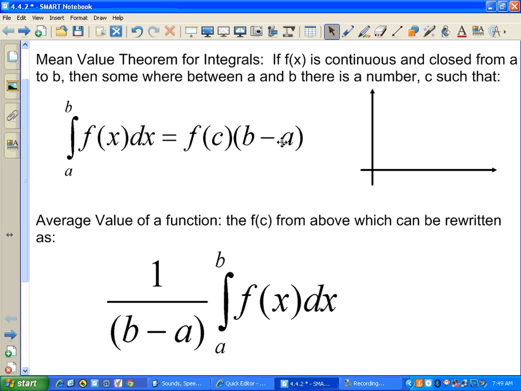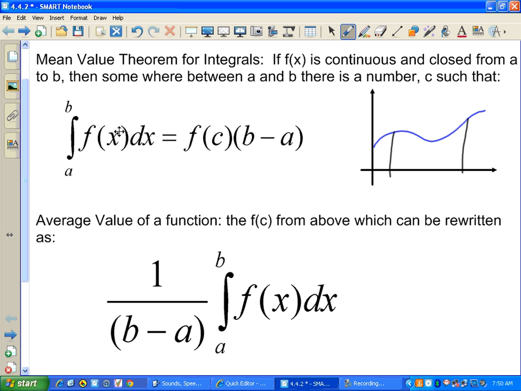times the width. Okay, so basically what this is saying is the area under the curve is going to equal the area of some rectangle that's made by taking just the height of one value times the width of our section. Okay, so what that would look like is if I've got a curve like this, and I want to find the area maybe between here and here.